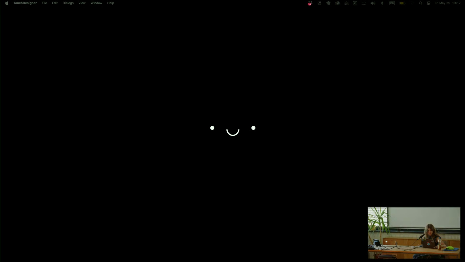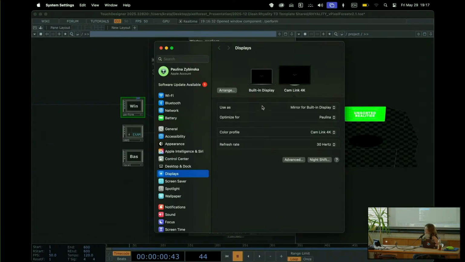Maybe I just switch to my screen, sorry, because it's easier for me to see what I'm doing on the screen afterwards as well. All right. And the resolution is, I guess, okay.